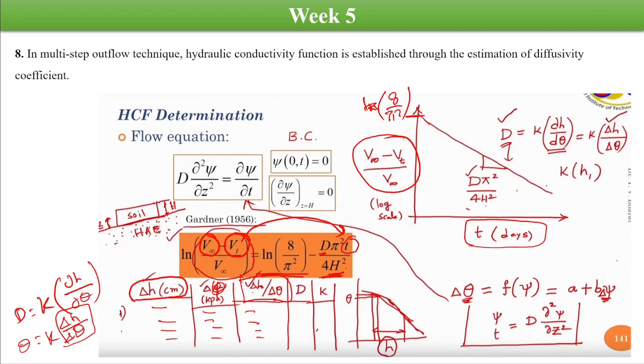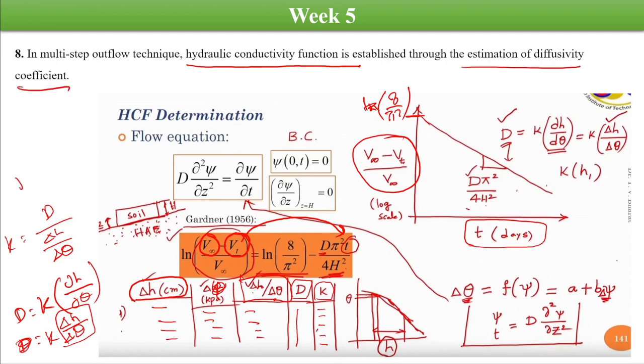Based on this we obtain the value of D. The value of D is the slope of this line, so this is going to be constant, and the value of K we can obtain using this expression. We can write K is equal to D upon delta h upon delta theta. In that case we can obtain the value of hydraulic conductivity at different increments, right? So it is right that the hydraulic conductivity function is established through the estimation of the diffusivity constant, that is D. First we find D, then we find K.